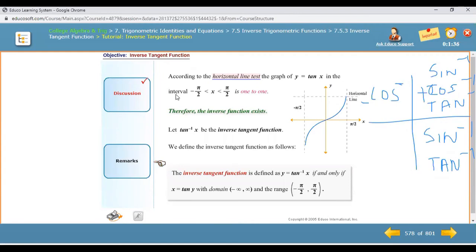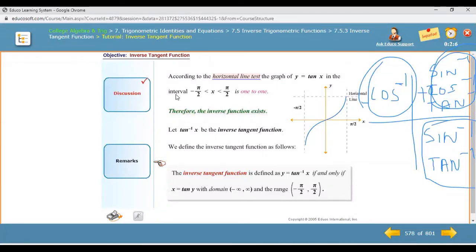Now this is the only key point we need to know in this topic. That's the only thing we need to understand: positives, all three are in the first quadrant; negative, sine and tangent are in the fourth, and cosine is in the second quadrant. We do not use the third quadrant in this case.